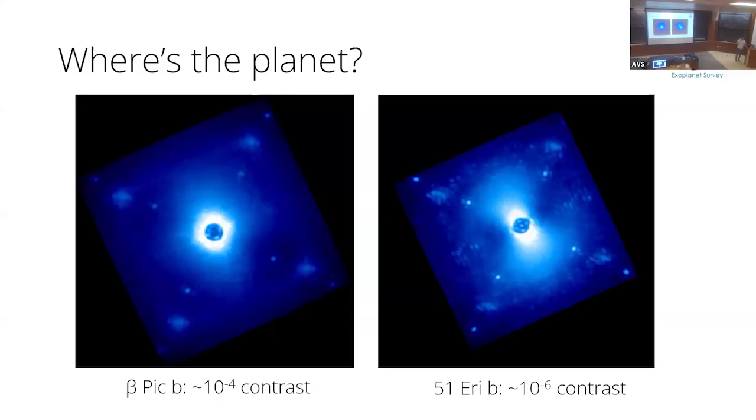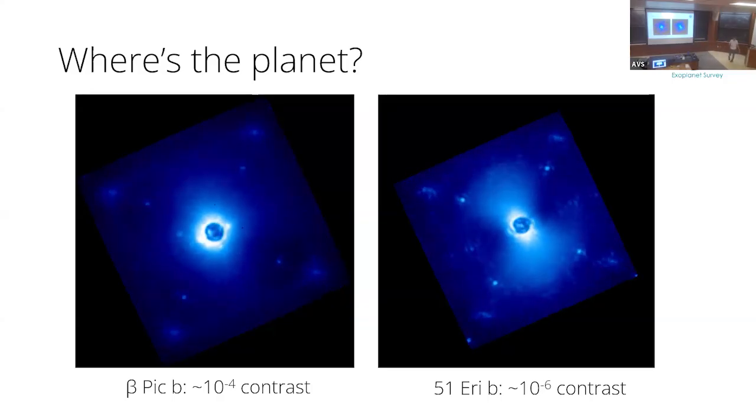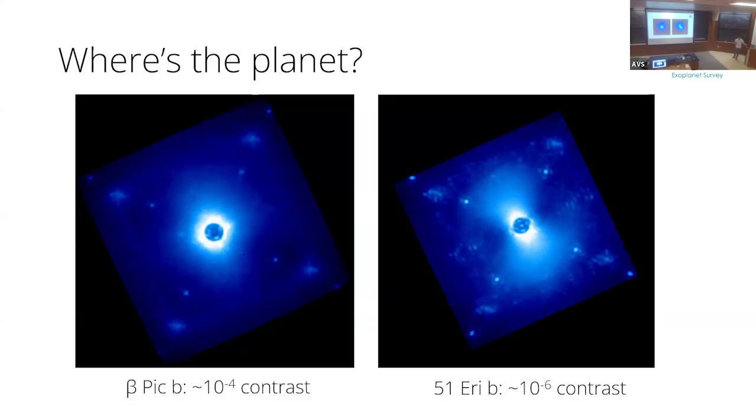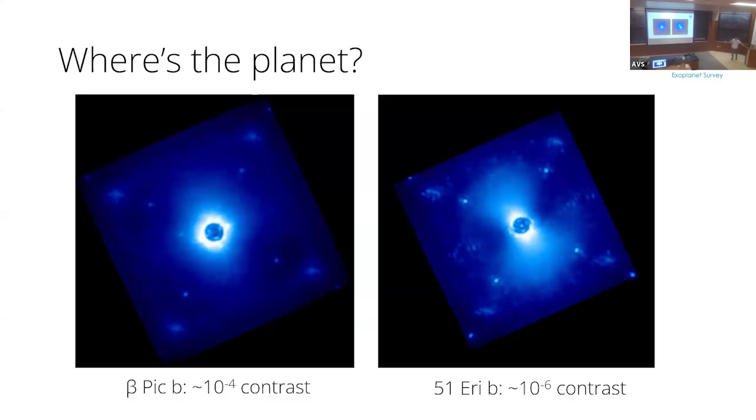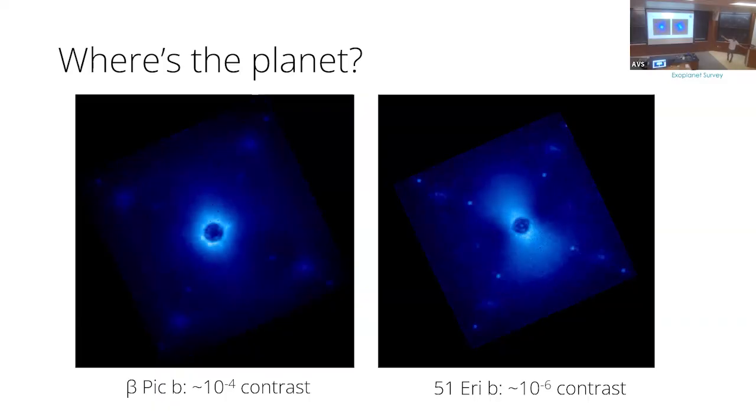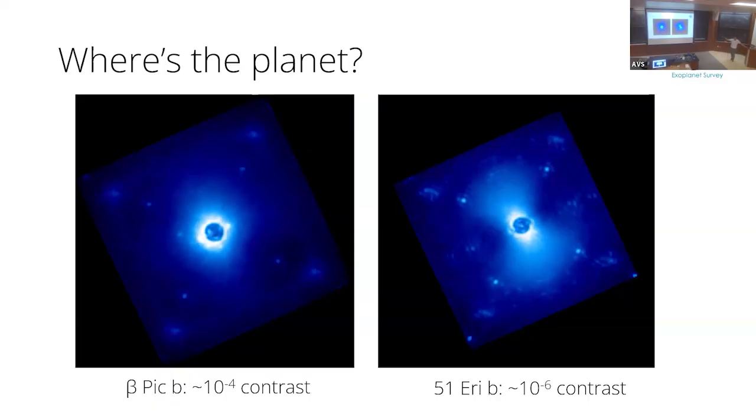So it turns out, even with our best instrumentation, we still also have to do data processing to see these directly imaged planets. We use specific observing techniques to disentangle the residual glare of the star from any astrophysical sources.